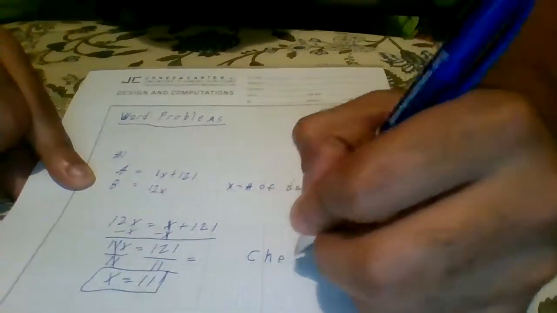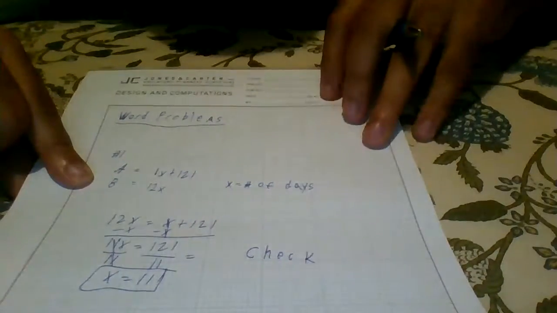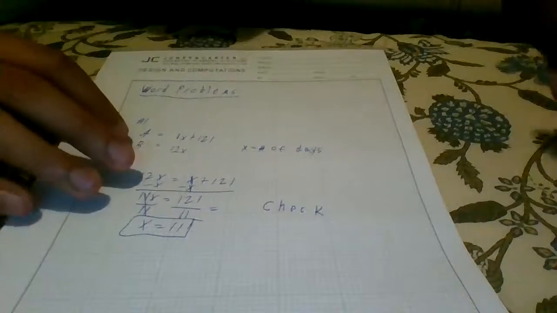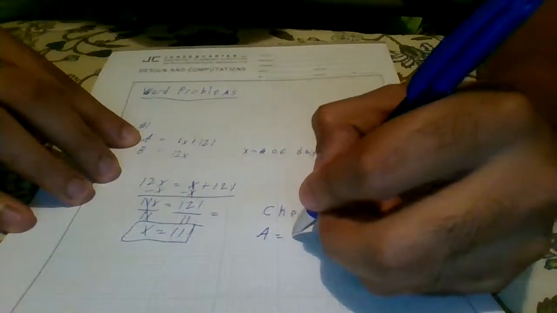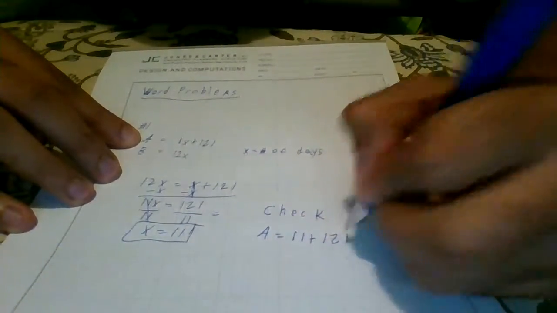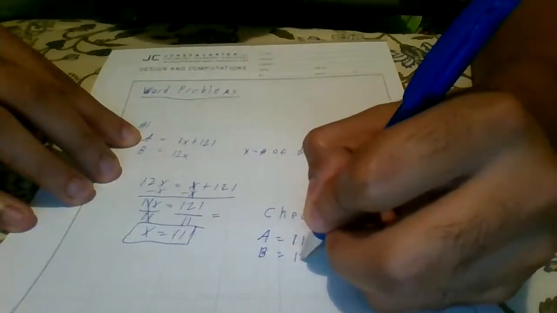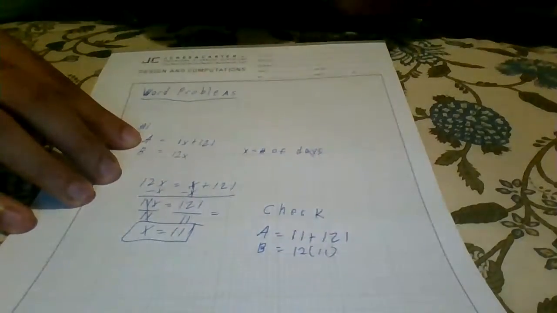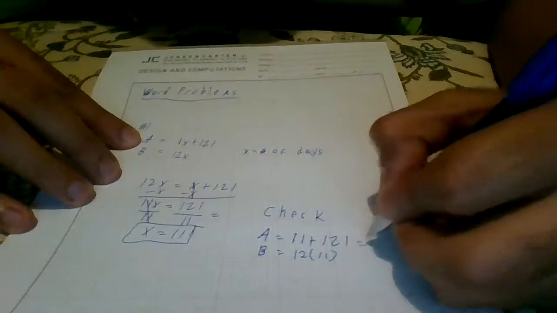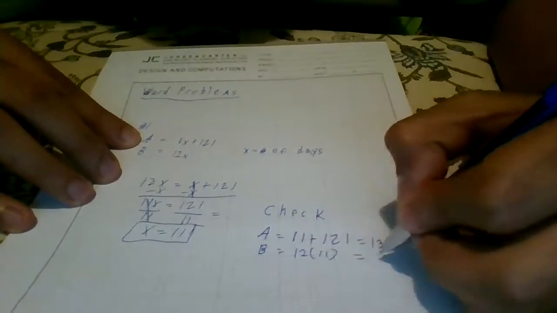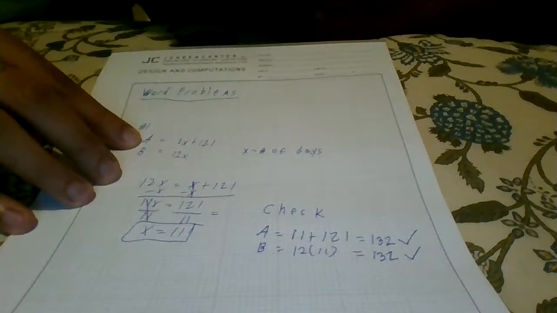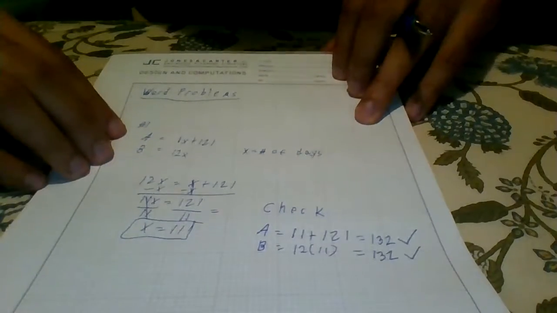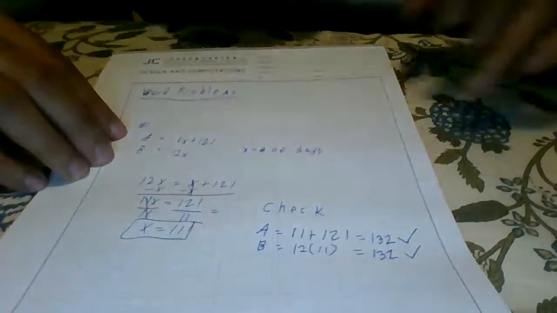So to check, and if you have time whenever you're on a test or on a quiz, always check. So we check. Option A is 11 plus 121, and option B is 12 times 11. Well, 11 plus 121 is 132, and 12 times 11 is 132. So it checks. Okay, so this was number 1 on the system word problems page.